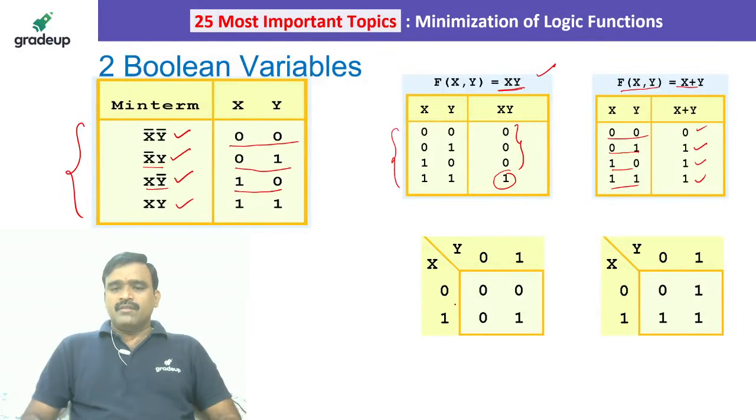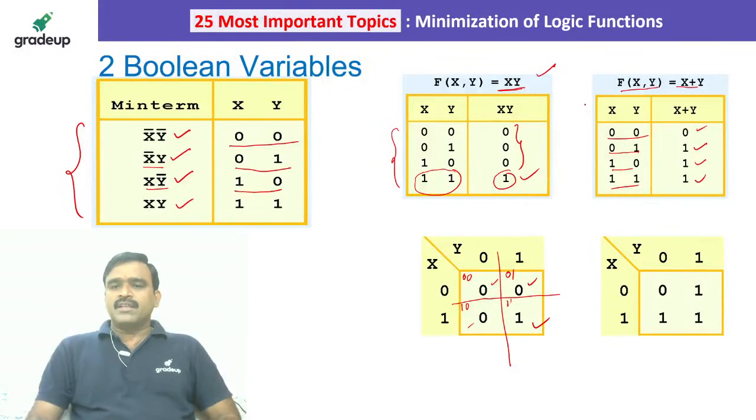For 2 variables, 4 squares will come. This is indicating 0 0, this is indicating 0 1, this is indicating 1 0, and this is indicating 1 1. So the 1 1 term is producing 1, and that's why we have kept 1 here. Remaining all are zeros here.